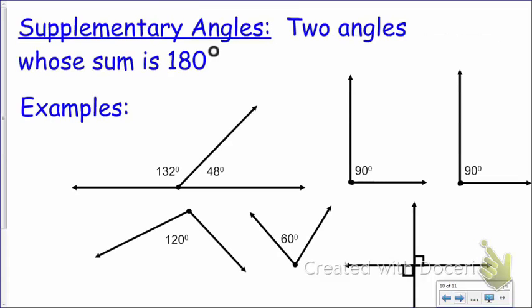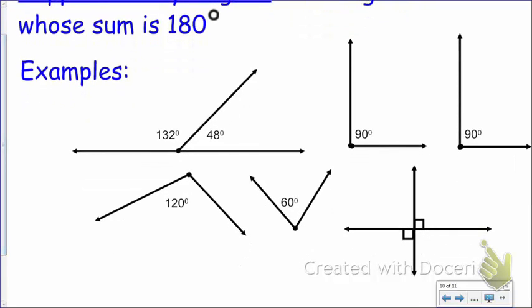Okay, supplementary angles. Supplementary angles are two angles that add up to 180 degrees. And so again, they can be next to each other, but they don't have to be. They can be in the same picture. They can be two separate angles, like these two 90-degree ones that are off to the right. They can be a linear pair, and a linear pair is always supplementary because they always add to 180. They could be this 120 and this 60, even though they're not touching each other, they're still considered supplementary.